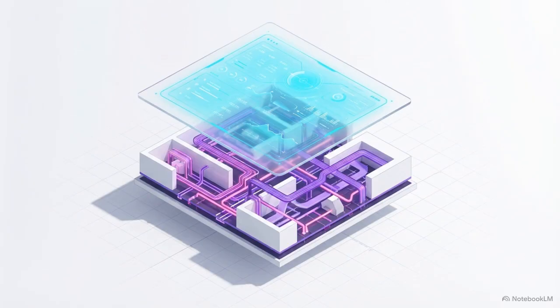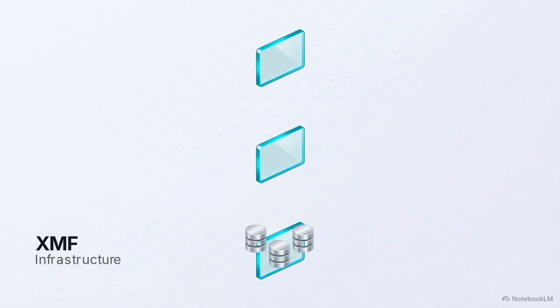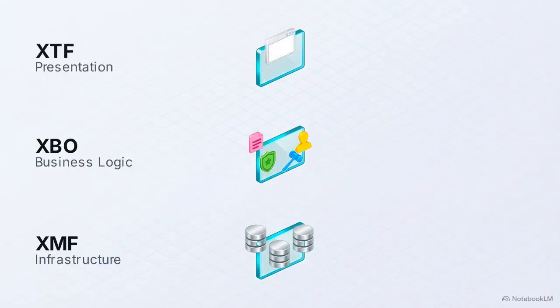We separate the mechanics of the website from the actual vocabulary of the business. The architecture divides into 3 distinct isolated layers. At the base is XMF, providing the physical infrastructure and database tools. In the middle sits XBO, the business domain layer containing all the actual logic. And on top is XTF, handling the presentation and user interface.